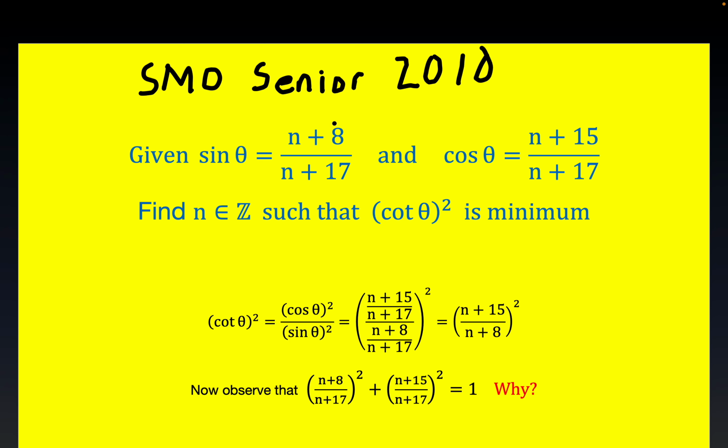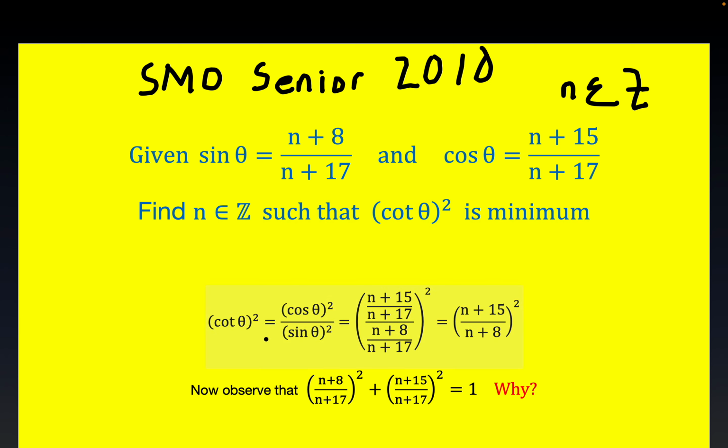Now this is kind of weird because we are assuming that n is an integer. Now notice this couldn't possibly be true for all integers, right? Because sine theta and cosine theta are both bounded above by 1 and below by -1. So it's a special kind of n that would satisfy this. But of all the n that could satisfy both of these initial conditions, we're looking for the n such that cotangent squared is minimum, okay?